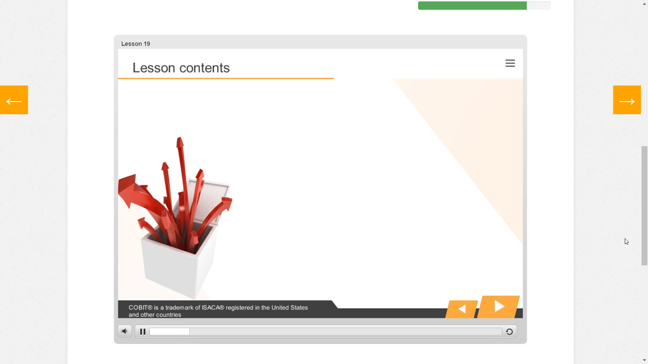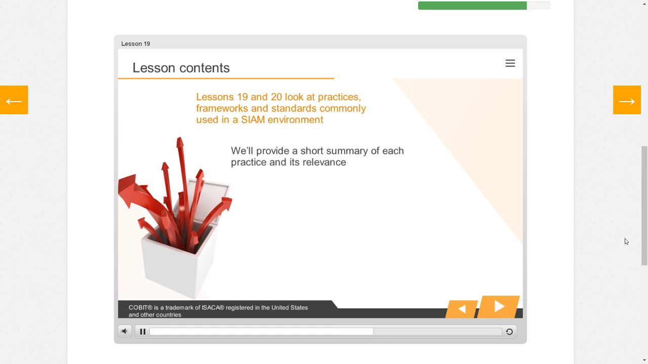Welcome to Lesson 19. In this lesson and Lesson 20, we'll look at some of the other practices, standards, and frameworks commonly used in a SIAM environment. For each practice, standard, or framework, we'll provide a short summary in case you aren't familiar with it, and then study its relevance. In this lesson, we'll study IT service management, Lean, and COBIT.